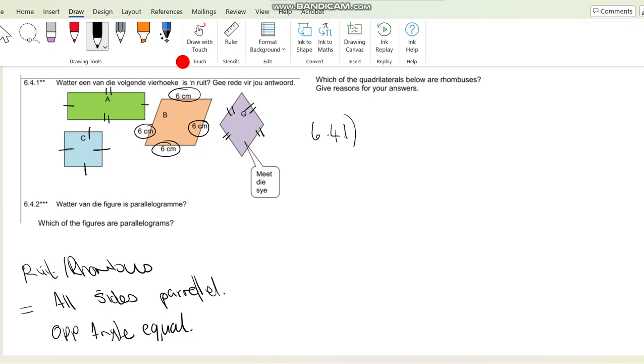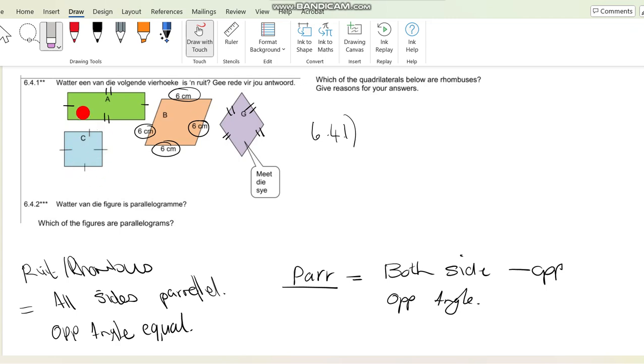Then they ask you which figures are parallelograms, right? Now, parallelogramme, now that's a little bit different because with parallelogramme, I'm just going to write it like that, both sides opposite should be equal. So both sides of the opposite side should be equal and also the opposite angles. So if you look at these, let me just wipe away my marks.